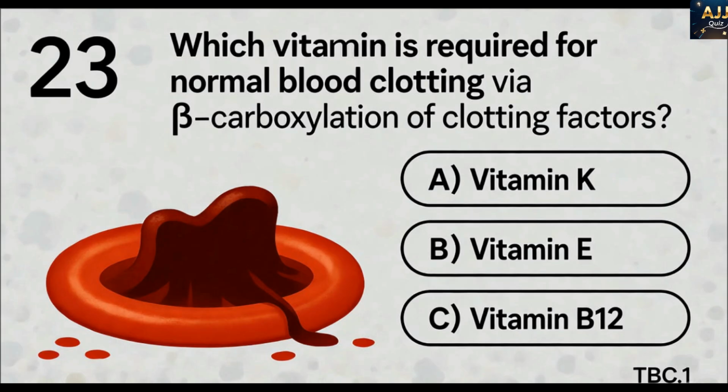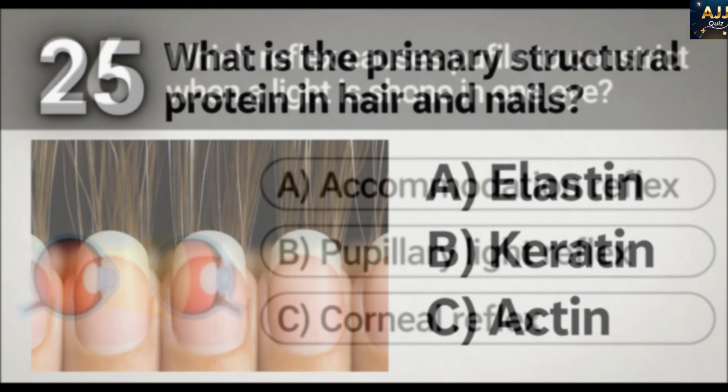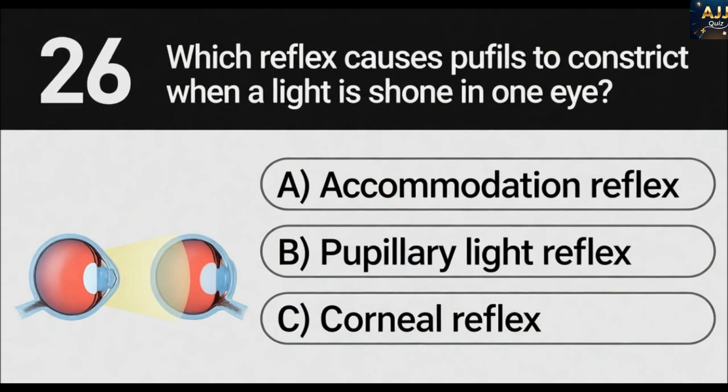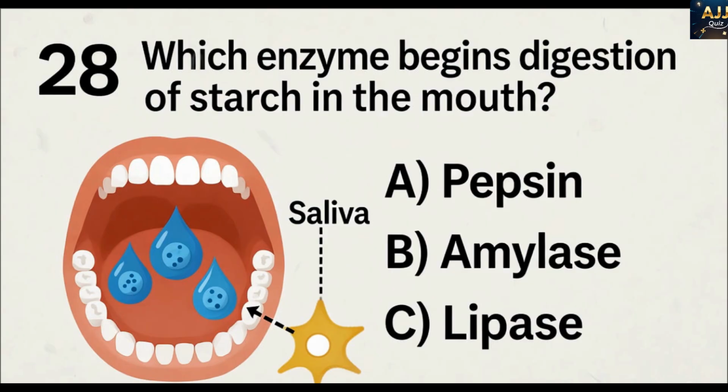Carboxylation of clotting factors? Vitamin K. What is the primary structural protein in hair and nails? Keratin. Which reflex causes the pupil to contract when light is shining in one eye? The pupillary light reflex. Which chamber of the heart pumps blood into the pulmonary artery? The right ventricle.